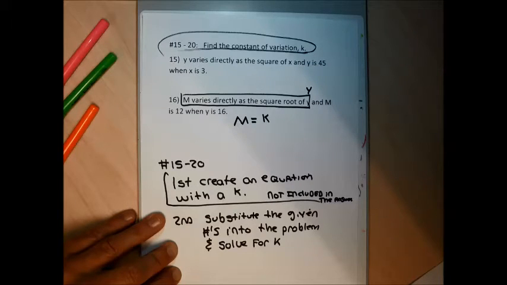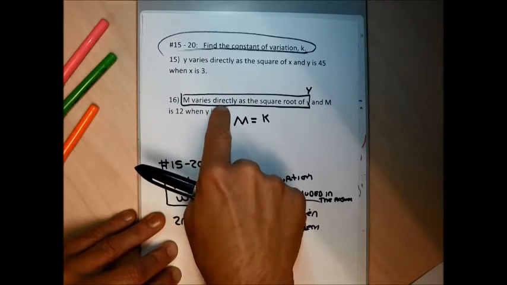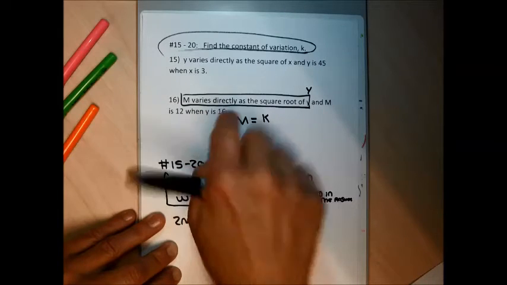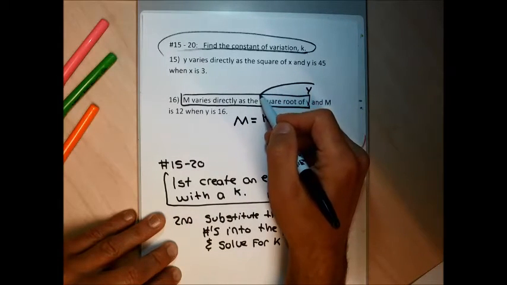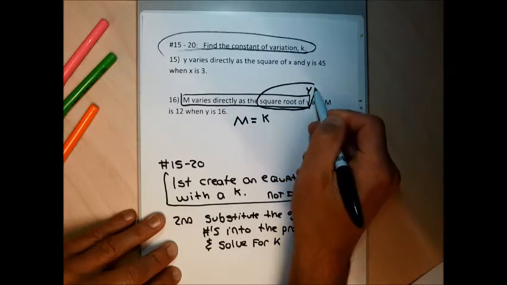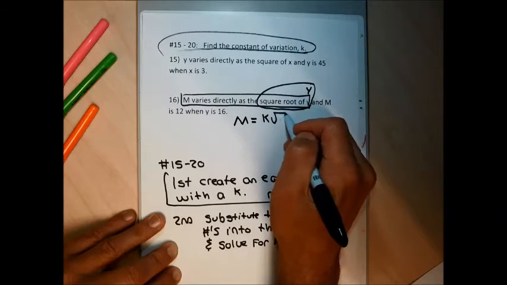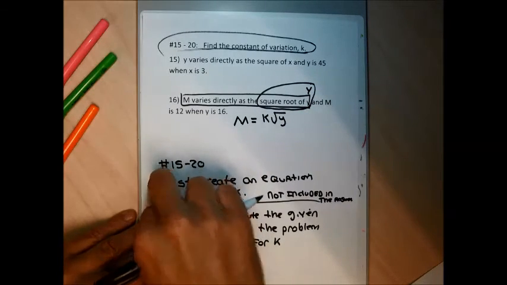If I don't see inversely, I don't get a fraction. I get straight multiplication. If it's directly, I get one letter multiplied after the k. If it's jointly, I get two letters multiplied after the k. This is a directly problem, so I'm going to get one letter after the k, and that letter is going to be a y, but the y is going to be under a square root symbol. So that's my step one for problem 16.